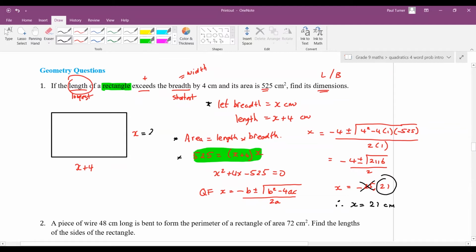So we'll go back to our picture, and we've got x on this side. So x here must be 21. That would be the breadth for the breadth of the rectangle. And this must be 21 plus 4, isn't it? So that would be 25 centimeters. So those are your dimensions. So that's your breadth, 21 centimeters, and your length is going to be 25 centimeters.